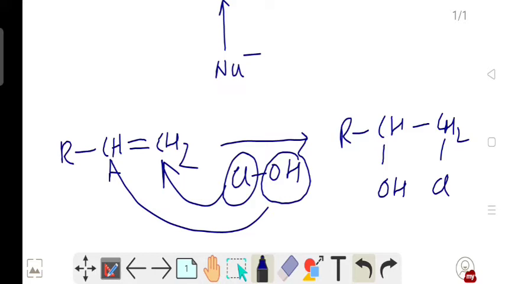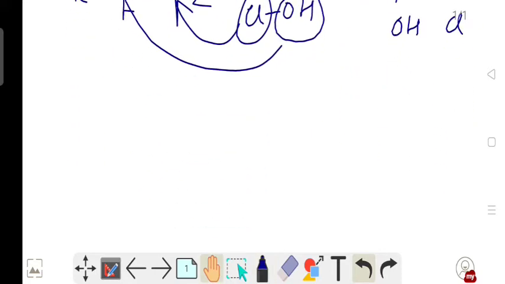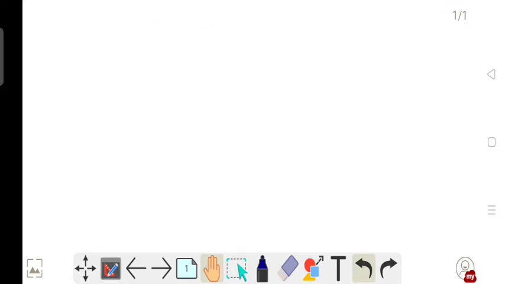Next, reactions of double bond: allylic substitution. Allylic substitution means halogenation at the allylic position. So first you have to know about the allylic position. Which one is the allylic position? Normally the alpha position with respect to the double bond, meaning the nearest position or the next position to the double bond, is called the alpha position. So you can say this one is the allylic position.